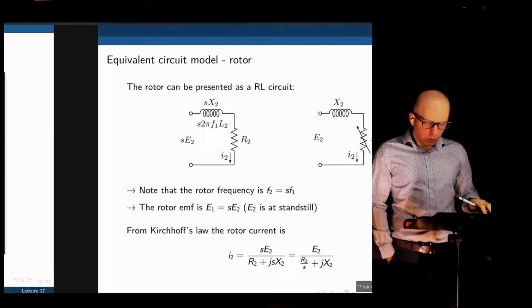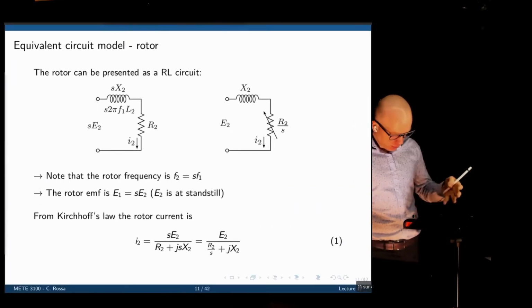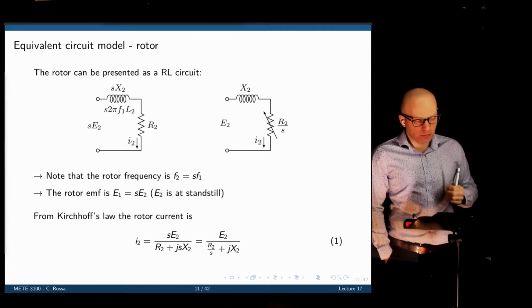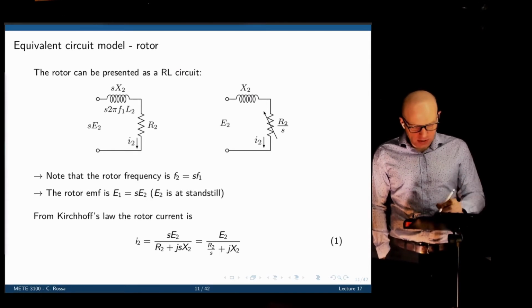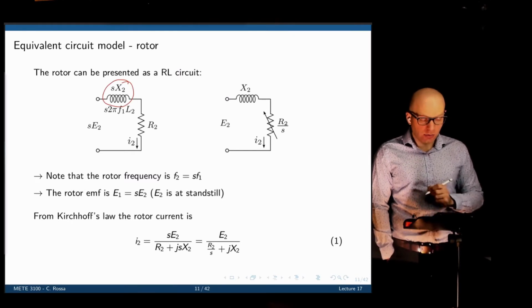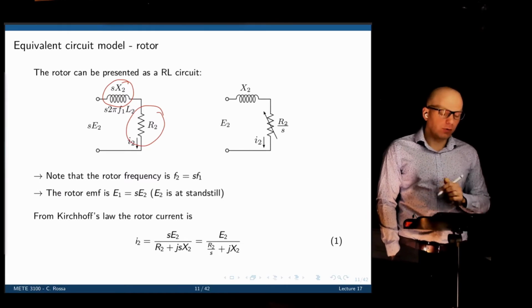So that's for the stator. Now let's move on to the rotor. From the rotor, we'll treat this rotor as a load, in the same way you did for the transformer before. We have the same here: a leakage reactance, and we have the winding resistance of the rotor right there, R2.